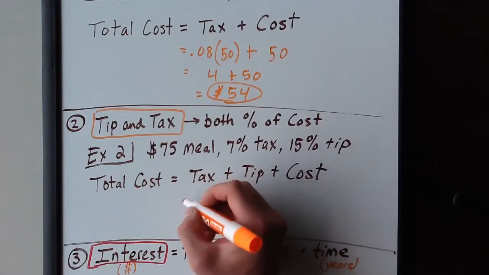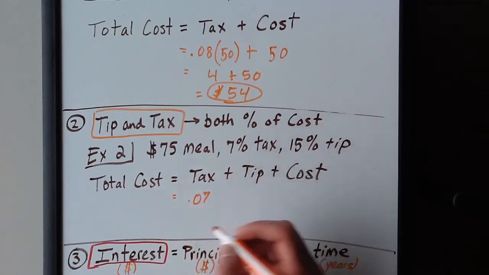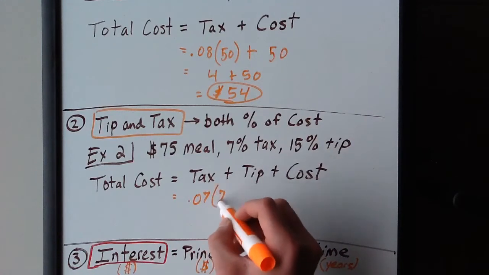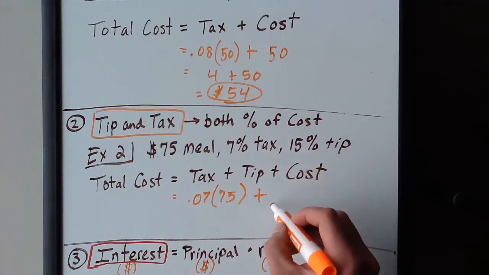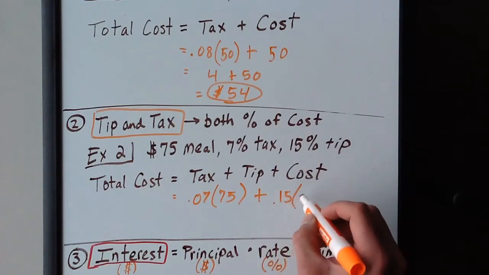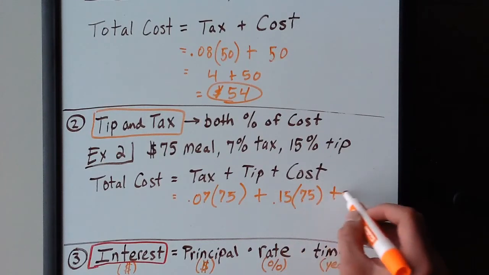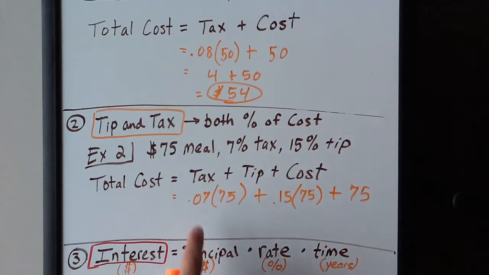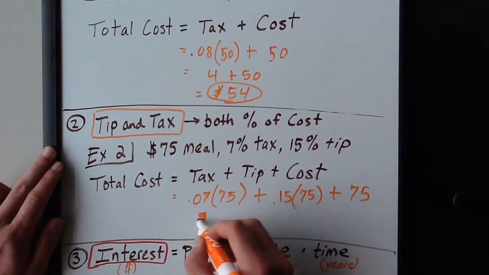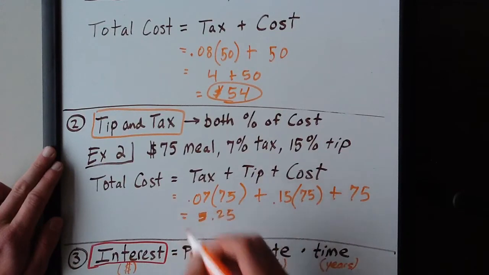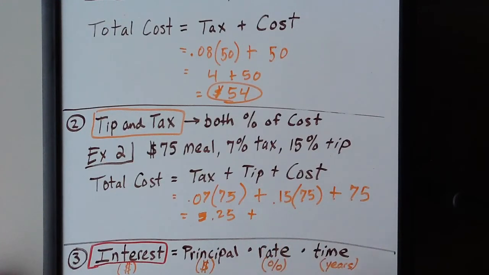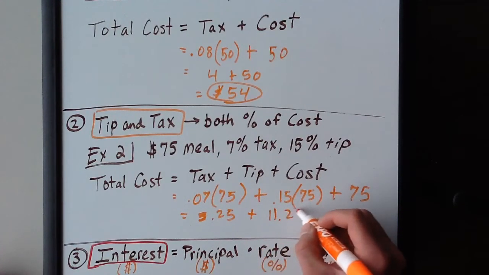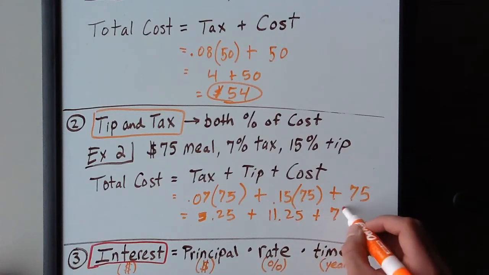The tax is 7%, so 0.07, 7% of the cost, which is $75 meal. This is tax plus tip, 15%, so 0.15 of the cost plus the cost of the meal. Okay, so tax 7% of 75 is going to be $5.25. That's how much we'll pay in tax. Our tip will be 15% of 75, which is $11.25, plus the actual cost of the meal.